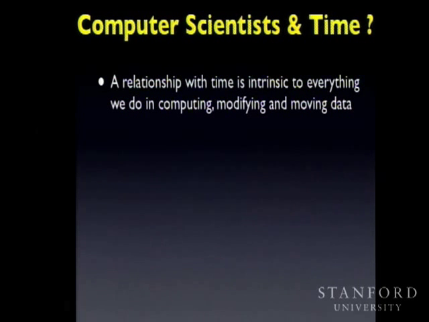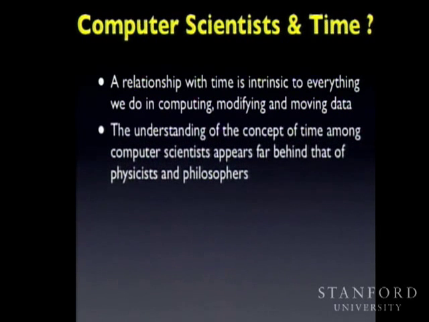You might think that there's a solution here, but it turns out that it's much more subtle than you realize. A relationship with time is absolutely intrinsic to everything we do in computing. It's intrinsic to being able to modify our data, to being able to preserve our data, to give it persistence. However, the understanding of the concept of time amongst computer scientists is far behind that of the physicists and even the philosophers. I would suggest you take a look at a book by Huw Price, H.E.W. Price.